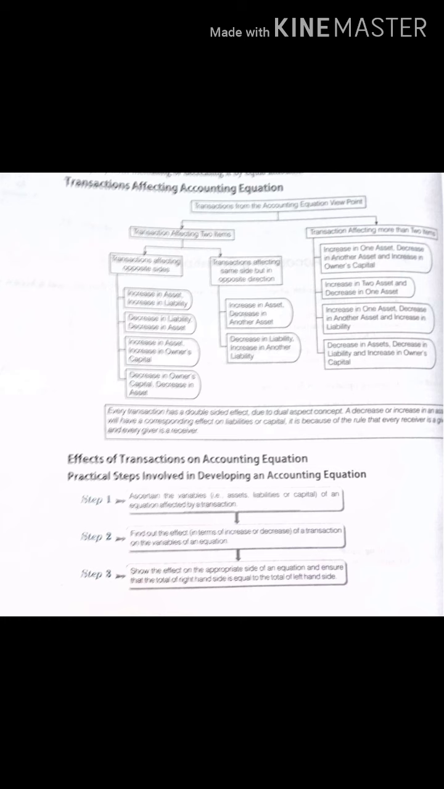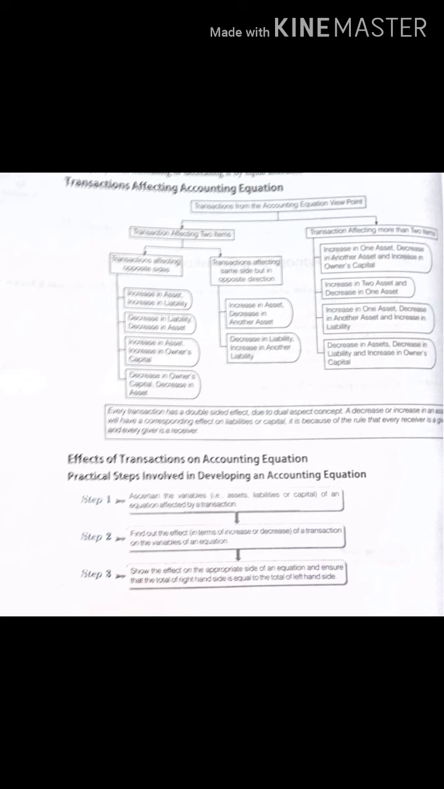You will check whether it has increased or decreased the value. Okay, so that will be your second step. Now the third step: show the effect on the opposite side of the equation and ensure that the total of the right hand side is equal to the total of the left hand side. So what third step do you have to follow? You have to show the effect on the appropriate side.